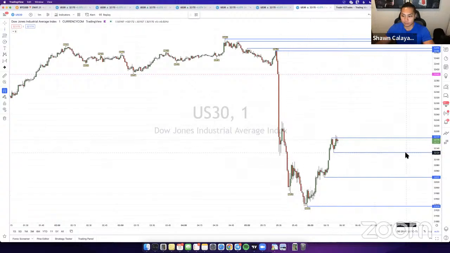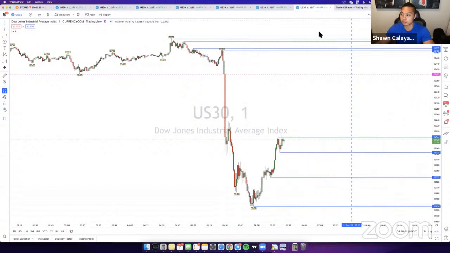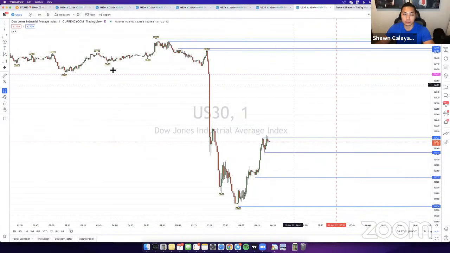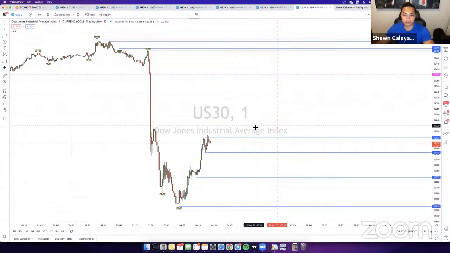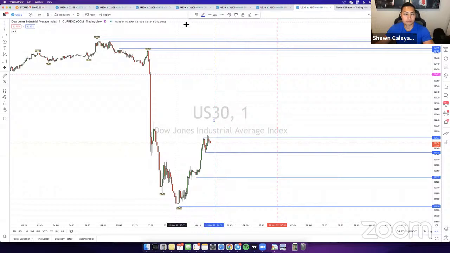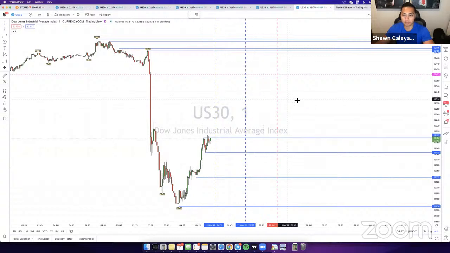$7.30, which is right over here. All right, solid. So I'm going to mark that up, color that red. Mark this up over here as well, 7:30. And then I will mark up the opening price, 6:30. $7 and $8.